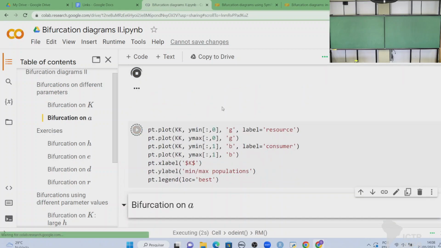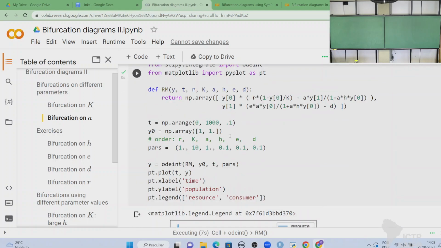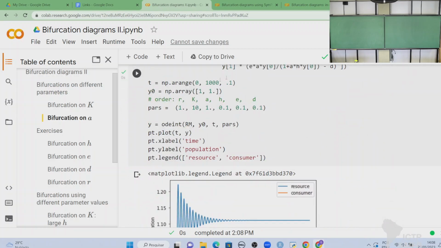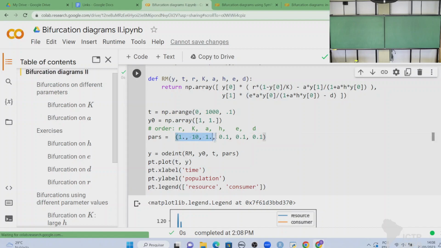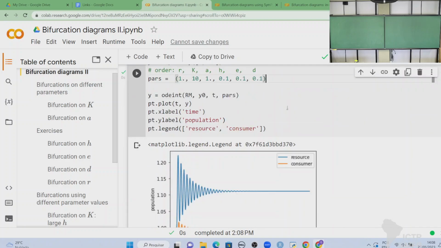So this is our original bifurcation diagram, you remember this, right? Do I need to go over this again or not? So this is the Rosenzweig-McArthur model, okay? And I just ran it with the same parameters that we had before. So R equals 1, K is 10, A is 1, H 0.1, E 0.1, and G 0.1, right? So these are the parameters over here, okay? The death rate of the consumer, efficiency, handling time, and so on, right?